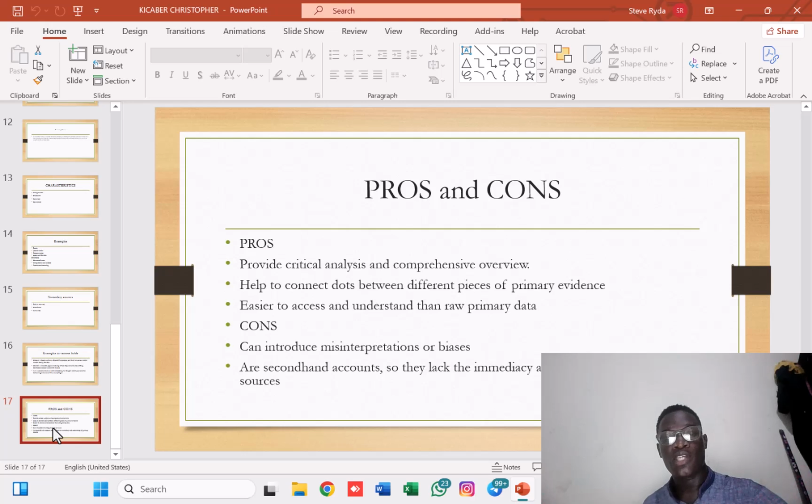And these are second-hand accounts, so they lack the immediacy and authenticity of the primary sources.